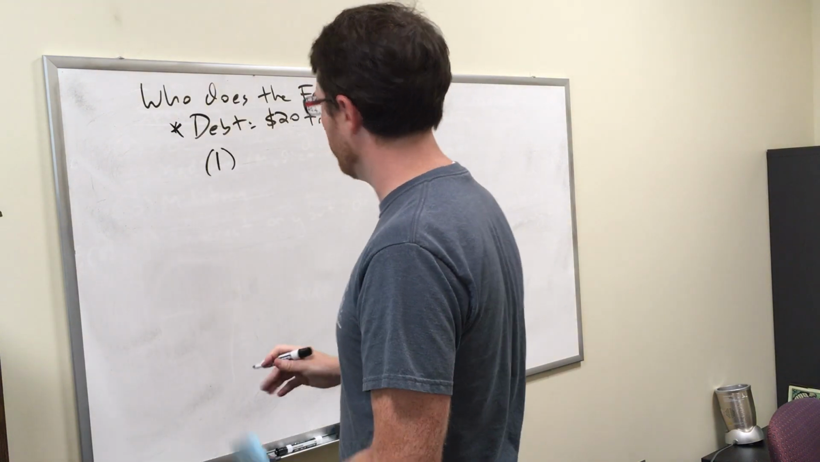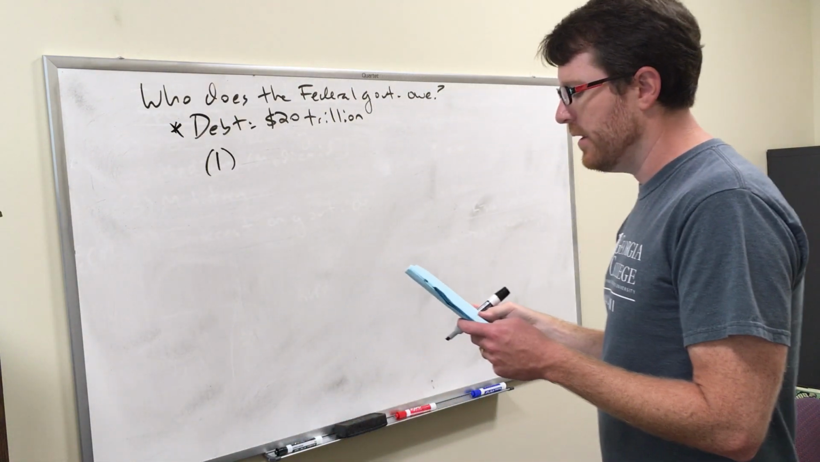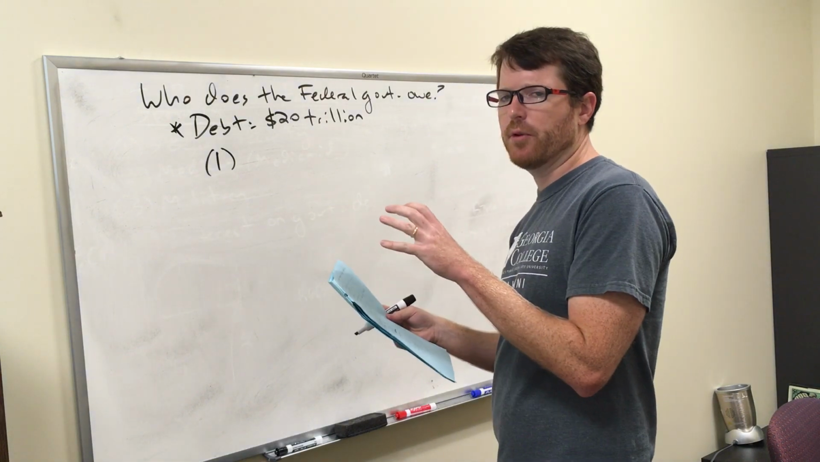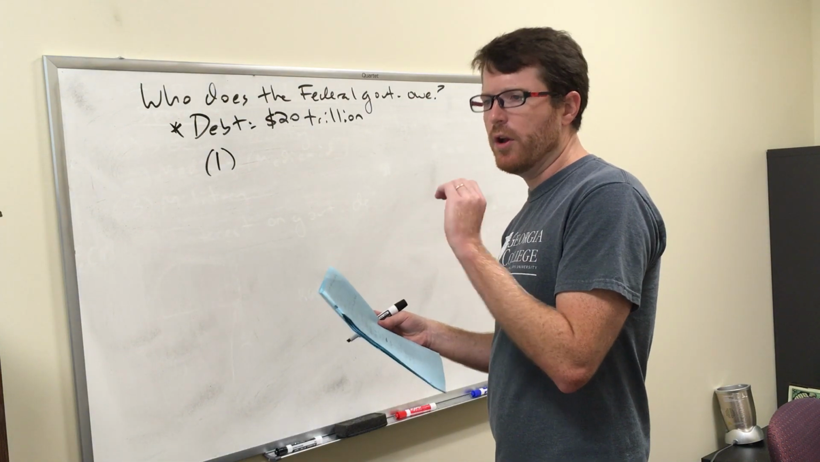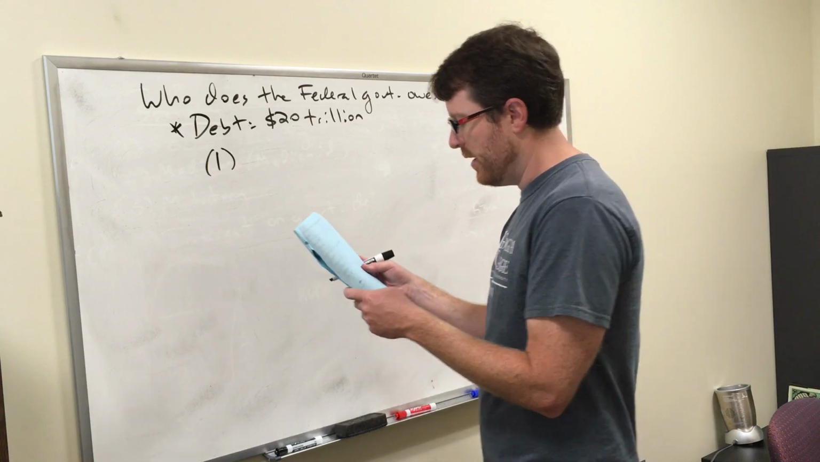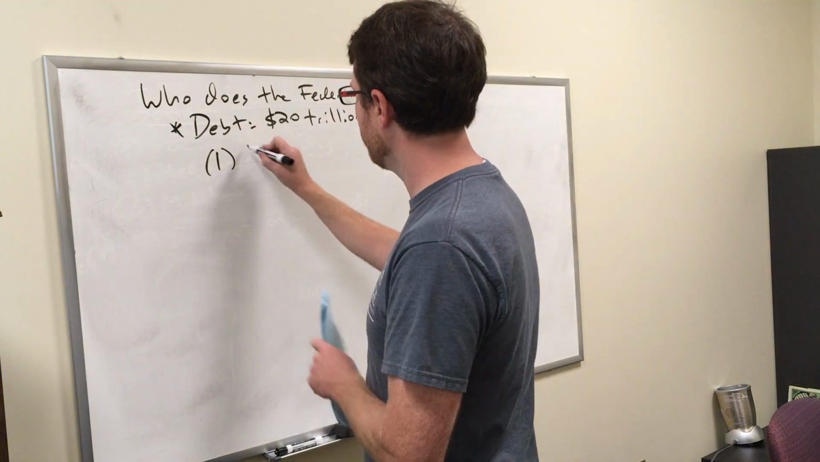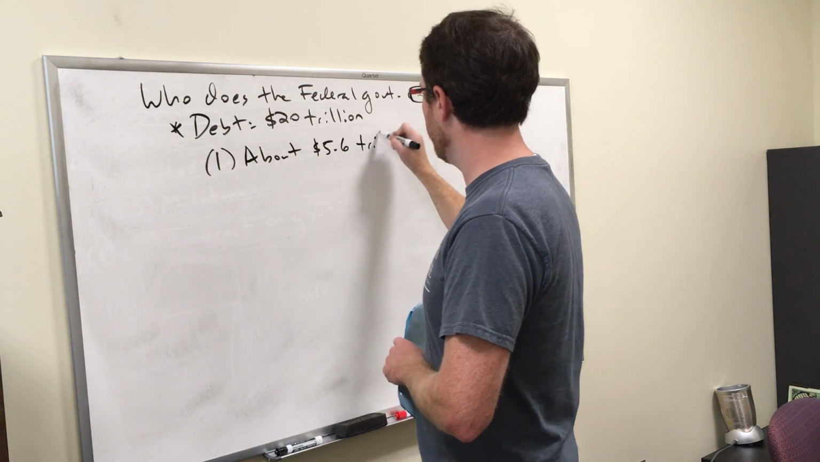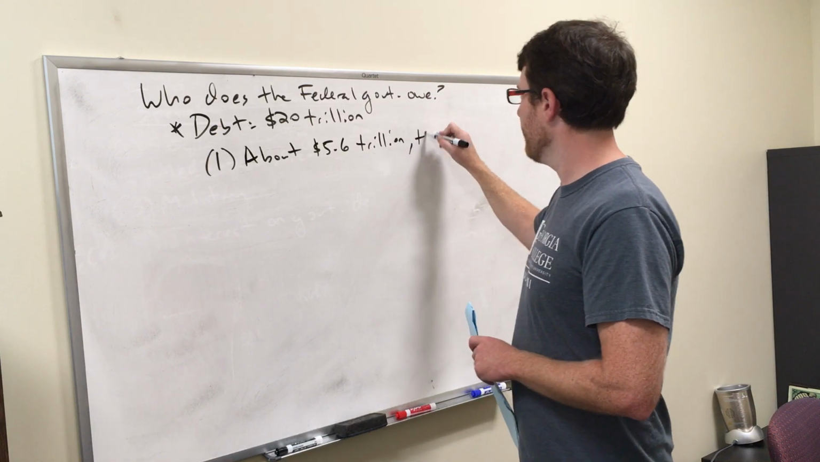The number one source of federal government debt, if we think about just a very specific place where the money is owed, so who do we owe the most to? The government itself. This is a very strange thing, but about 5.6 trillion the government owes itself.